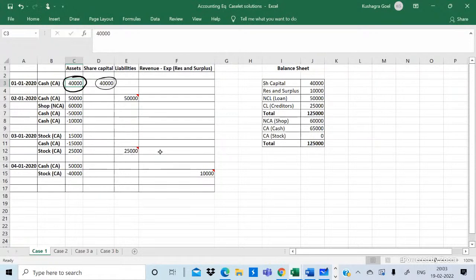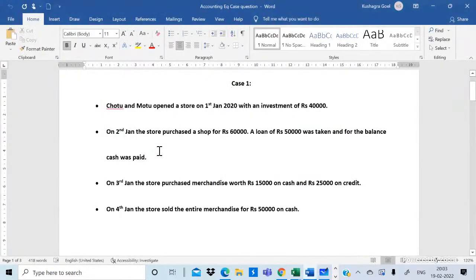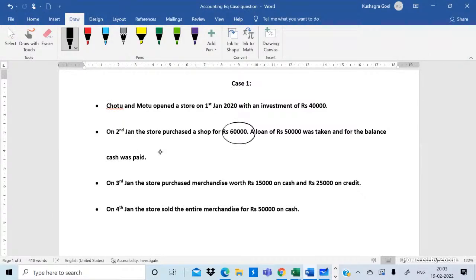Okay, then let's look at what's happening on 2nd of Jan. On 2nd of Jan, they're saying the company purchased a shop for 60,000. Okay, so the company is going and purchasing a shop for 60,000. And how did it purchase it? They took a loan of 50,000.